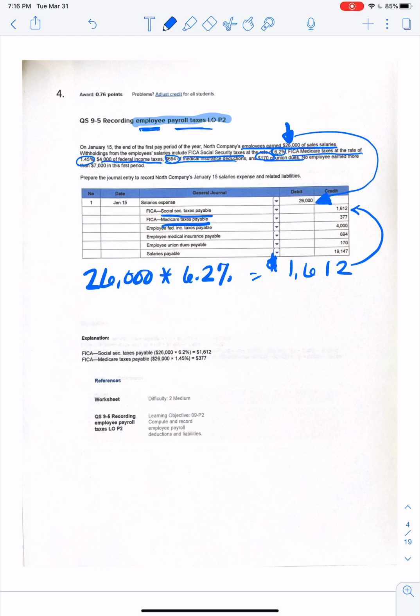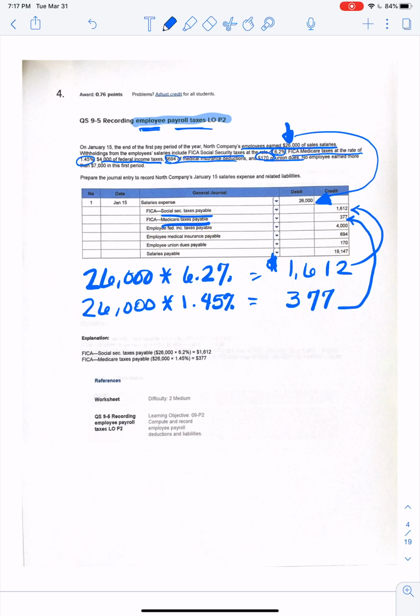Now for my Medicare taxes payable, I will take my $26,000 times 1.45%. And when I do that, I get $377, which you see right there. Arrow got in the way of that one just a little bit, so we'll just redo this. And so there are my two amounts that we see.